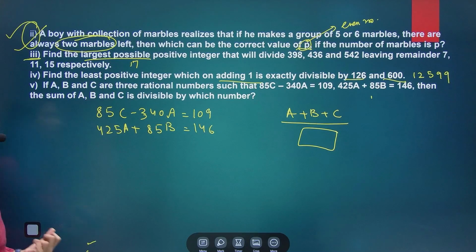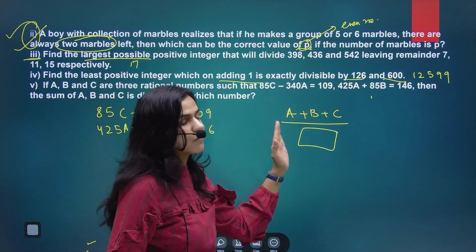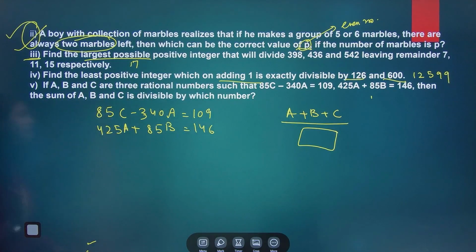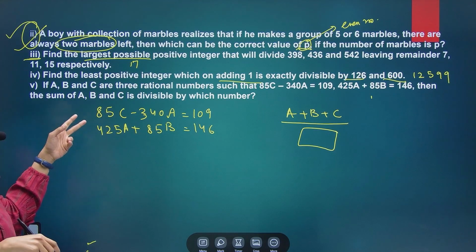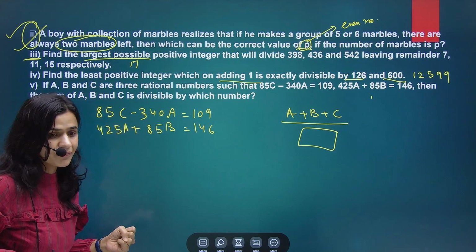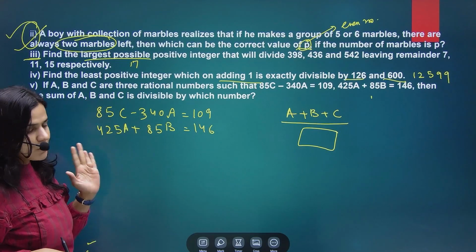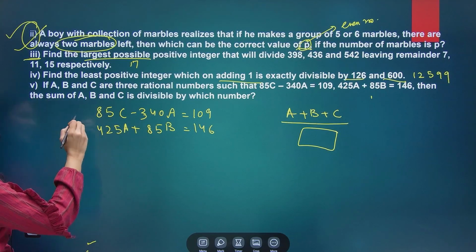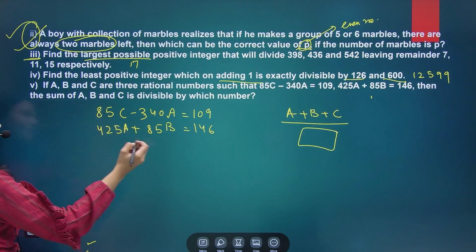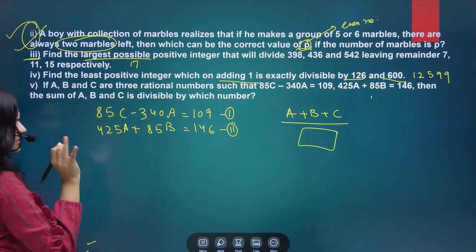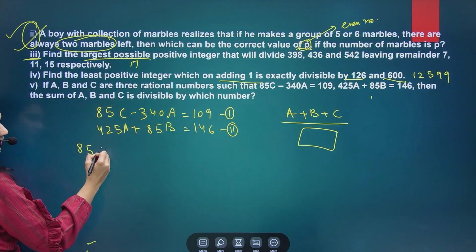So clearly I have to get the sum of A, B, C first, and then I am going to decide which number it is divisible by. Now in these questions people get confused. They try to find A, B, C. But this is a trick question. I am telling you very clearly that this is a trick question. Do not find the values of A, B, C; add these two equations. You will reach somewhere, trust me.